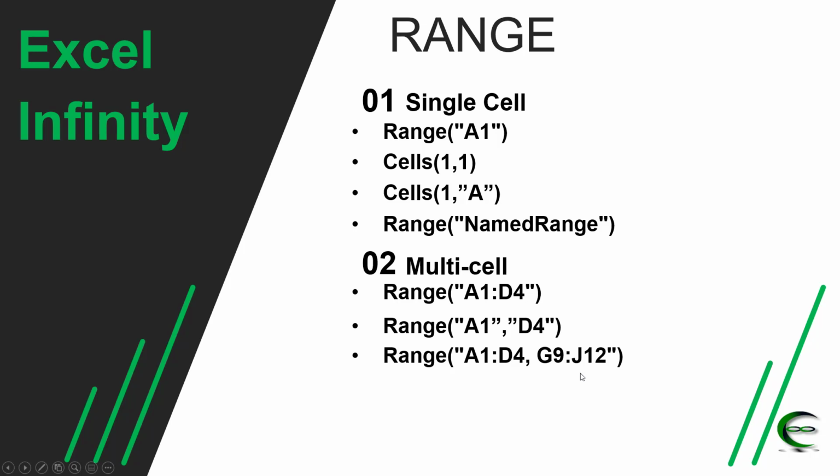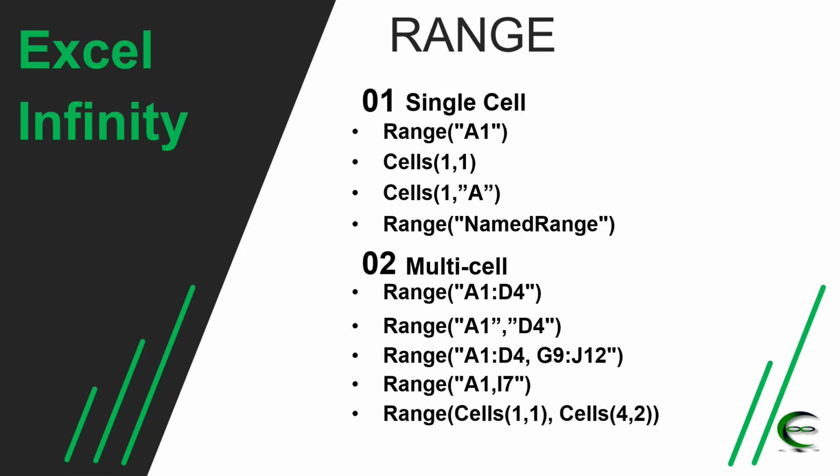This is for selecting multiple ranges. If you use this range, it will select two different ranges, A1 to D4 and G9 to J12. This will select two single cells, A1 and I7. This one is the Cells method, like A1 to D4, Cells(1,1) and Cells(4,2), fourth row and second column. It means B4. And for multiple cells also we can use a named range.